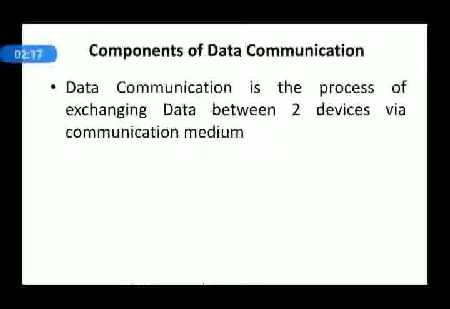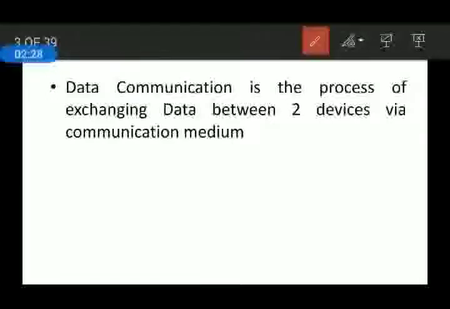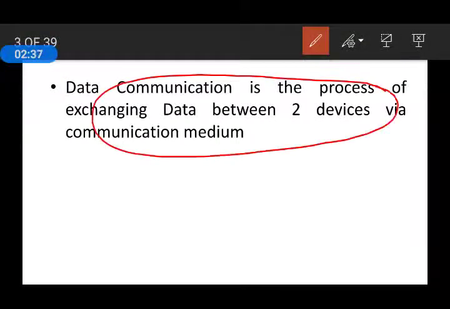So now let us go to what are the components of data communication. Okay. So before going to study the components of data communication, let us define what is data communication. So data communication is a process of exchanging data between two devices via a communication medium. Okay, so this is a definition. It is a very simple definition, but still we need to define it in the beginning. So as we are studying this subject, data communication is a process of exchanging data between two devices via a communication medium.